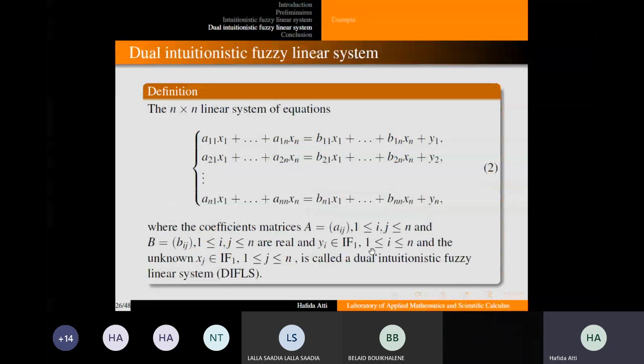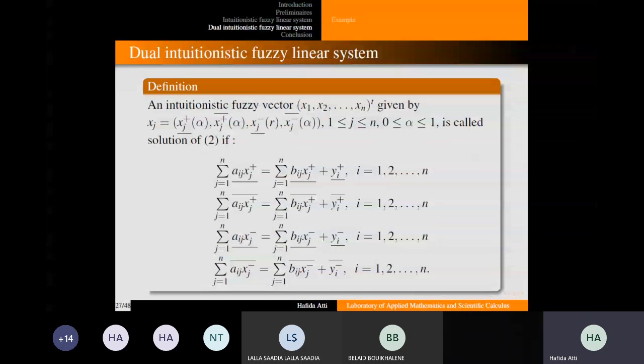The dual intuitionistic fuzzy linear system is a system of equations where the coefficient matrices A and B are real, and the unknown XG and YG are intuitionistic fuzzy numbers. We say that a vector (x1, x2, ..., xn) given by XG is a solution of the dual intuitionistic fuzzy linear system 2 if it satisfies the following equations.